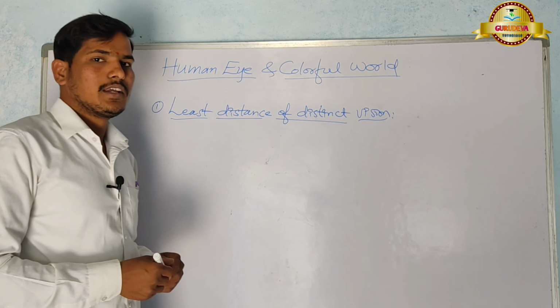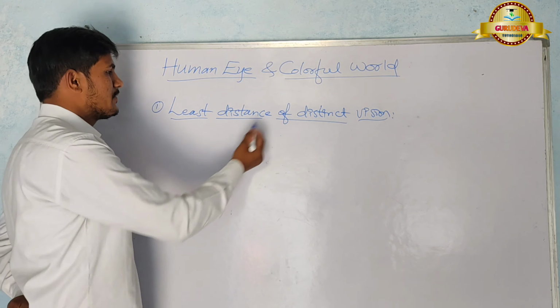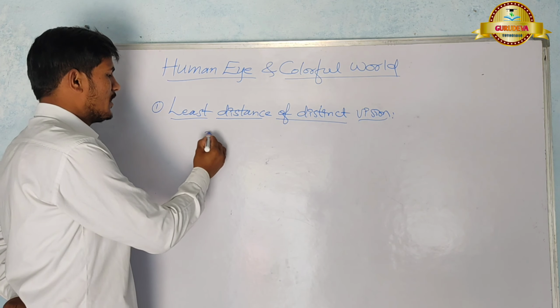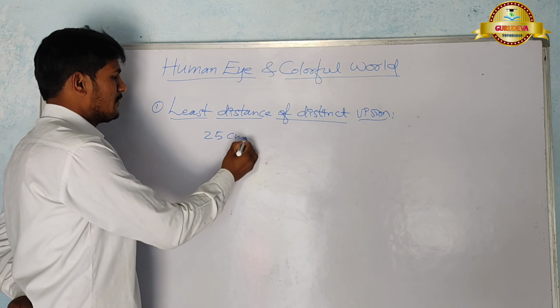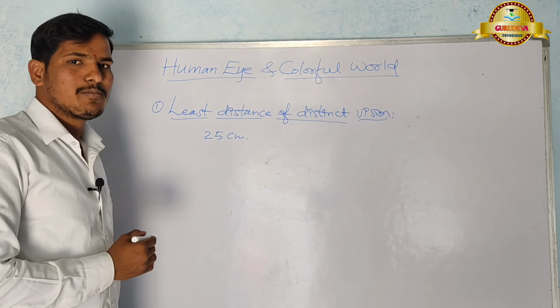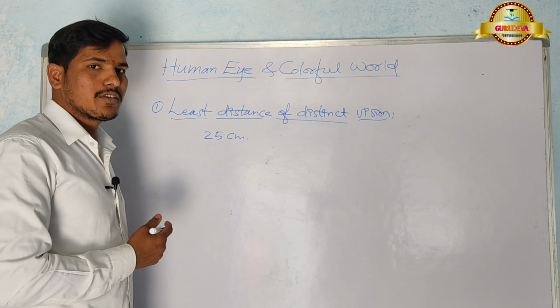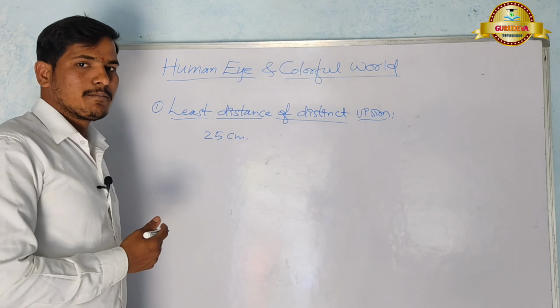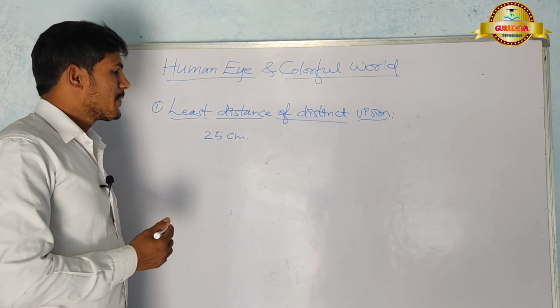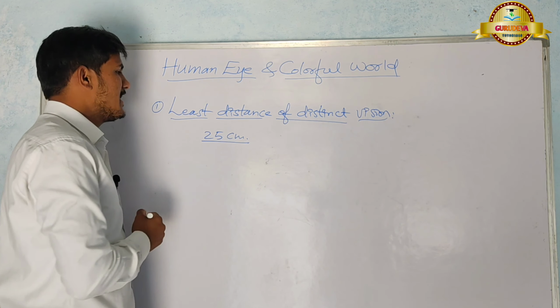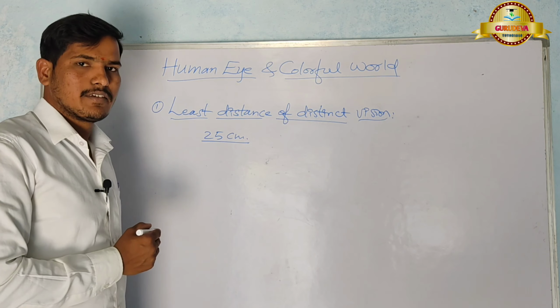Here the least distance of distinct vision is 25 centimeters. At that distance only you are able to observe the printed content on the textbook. This value is called the least distance of distinct vision.